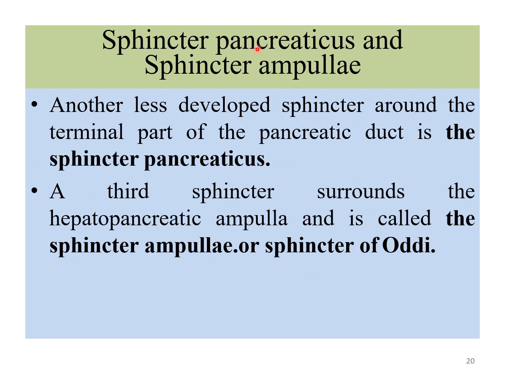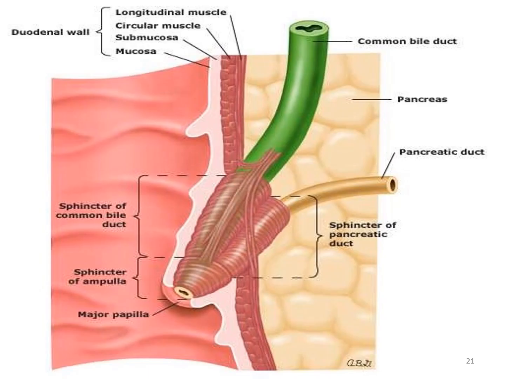About the sphincter pancreaticus and sphincter ampullae. Another less developed sphincter around the terminal part of the pancreatic duct is the sphincter pancreaticus. A third sphincter that surrounds the hepatopancreatic ampulla or ampulla of Vater is called the sphincter of Oddi or sphincter ampullae. Here you can see the three sphincters.